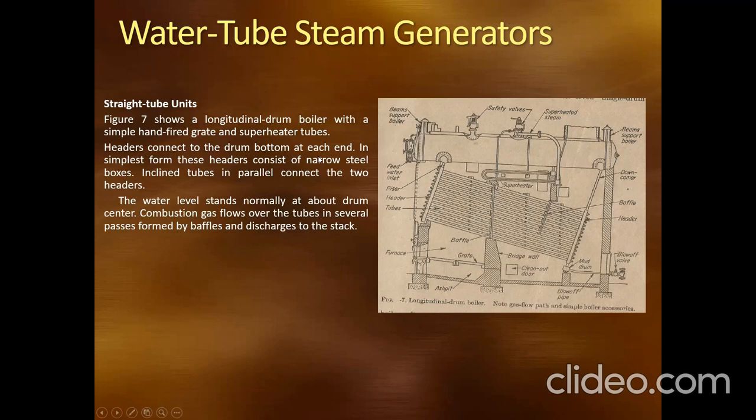Headers connect to the drum bottom at its end. Ito. In simplest form, this header consists of narrow steel boxes. Yeah, narrow. Maraming headers. Inclined tubes in parallel connect the two headers. The water level stands normally at about drum center. Combustion gas flows over the tubes in several passes formed by baffles in discharge to the stack. So, yeah. Ito yung furnace ito. Pasok doon, balik dito. Then, balik doon, chimney. Yan yung gas. Okay? Huwag tayo sa gas. Ibang topic naman yung gas.